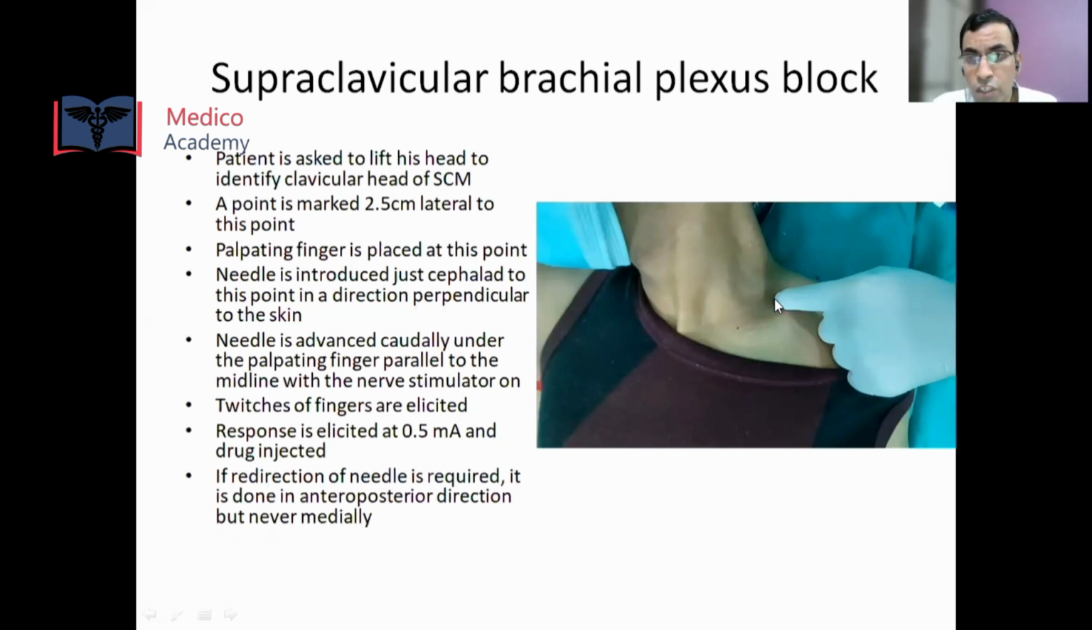The nerve stimulator is initially kept at a current strength of 1 milliampere. The twitches of the finger are elicited. Once the response is elicited, the strength of the current is reduced gradually to 0.5 milliampere. And on elicitation of the response, the drug is injected at this point. If at all the redirection of needle is required, it is always done in anteroposterior direction and not in medial direction because it can cause pneumothorax.